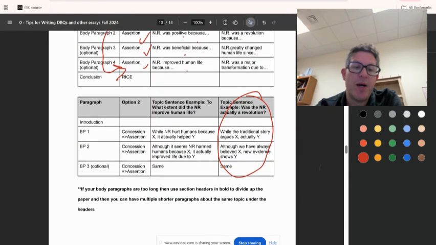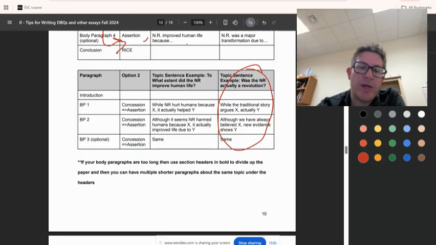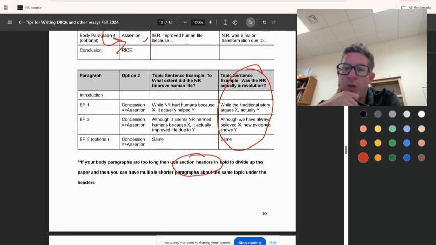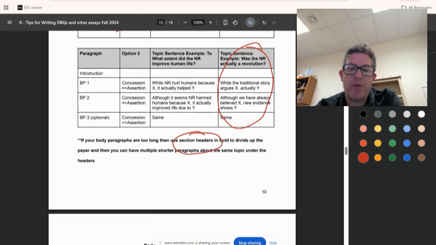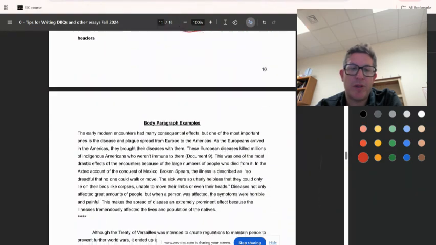I remind students that section headers can be really helpful to organize an essay, so that you can have shorter paragraphs and still feel like you have a topic sentence for each section, but not necessarily for each paragraph, to just shorten up paragraphs.